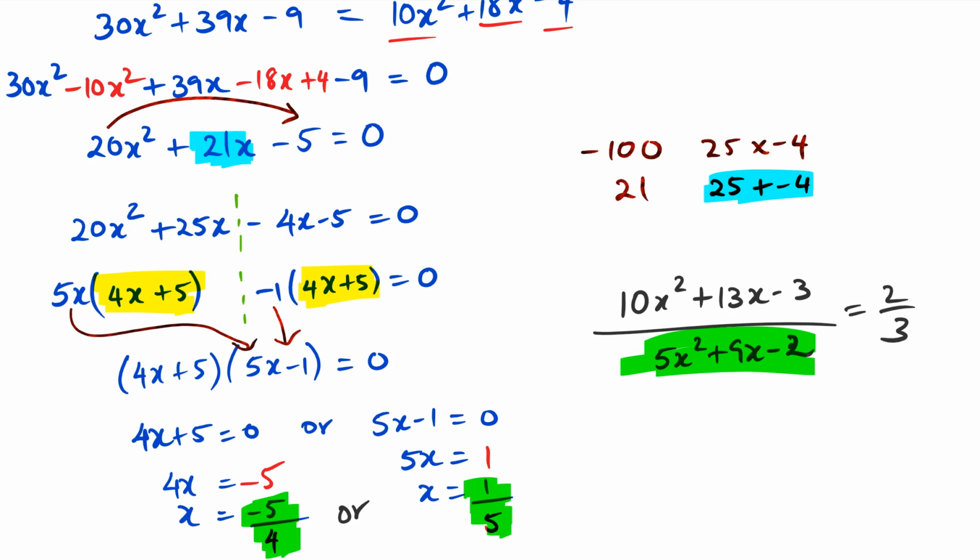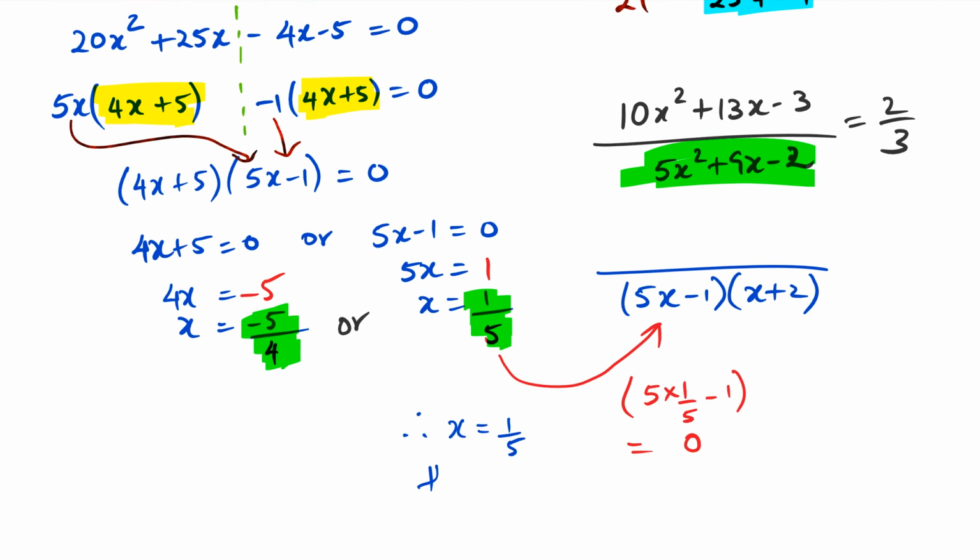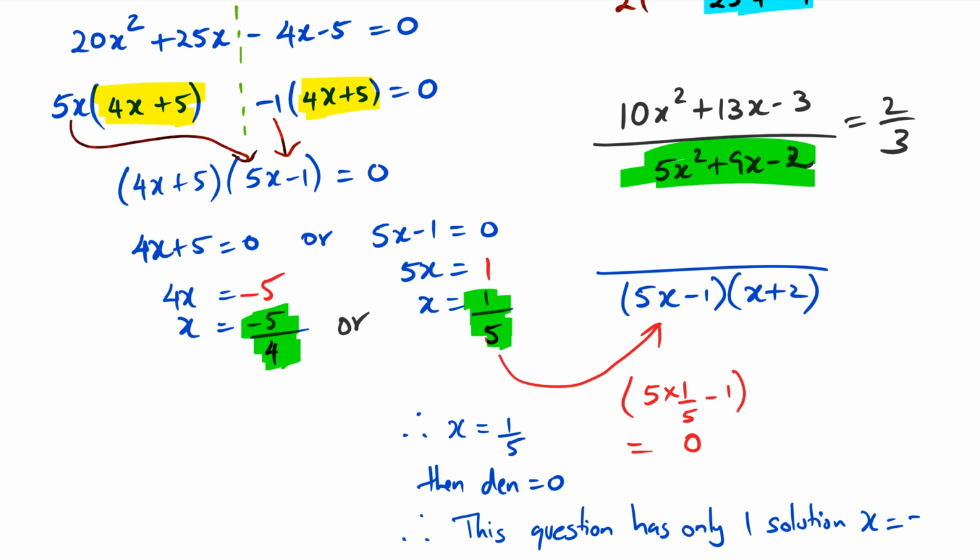So the problem is you still have to factorize the denominator once more, because if you factorize the denominator, remember how we got earlier, we've got 5x minus 1 times, I think it was x plus 2. Now here's the kicker. If you actually put 1/5 in here, that bracket becomes 5 times 1 over 5 minus 1, which actually equals 0. And if that denominator equals 0, then that means you can't actually find a solution. So you have to actually write a statement about it. You have to say if x equals 1 over 5, then the denominator equals 0. Therefore this question has only one solution, which is x is equal to negative 5 over 4.